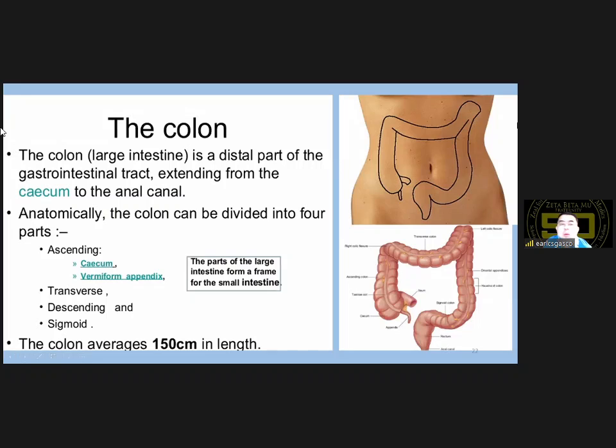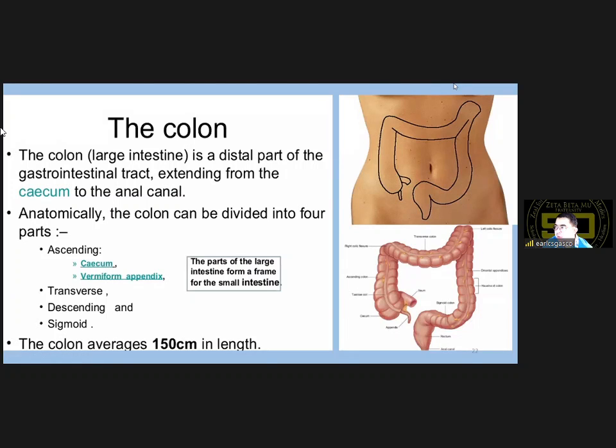Okay. Now the colon is a distal part of the gastrointestinal tract. It extends from the cecum to the anal canal. Anatomically, the colon is divided into 4 parts: the ascending, the transverse, the descending, and the sigmoid colon. It averages 150 centimeters. So this is your colon.